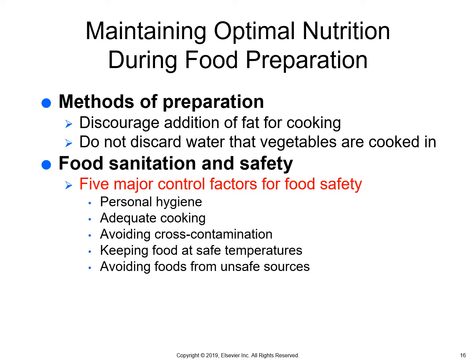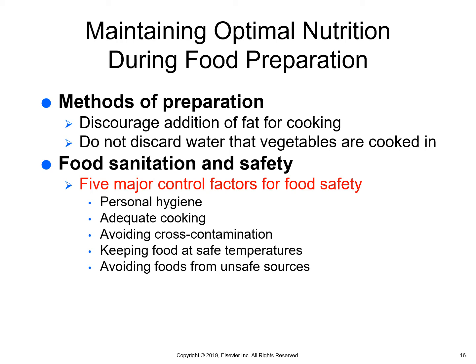Maintaining optimal nutrition during food prep is also important. A lot of times elderly people are on a fixed income, they have limited transportation, and they're more susceptible to foodborne illnesses. So we really want to make sure that we're concentrating on encouraging cleanliness and sanitation during food prep. We would like for them to make sure that their hands are being washed, they're cooking things long enough, they're avoiding cross-contamination.